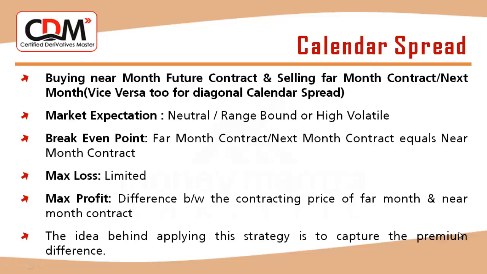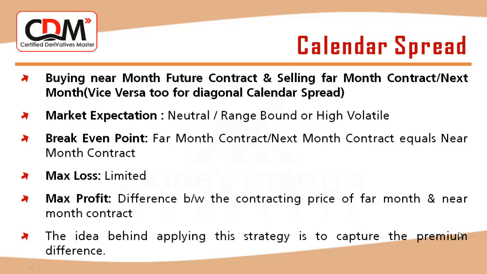Suppose this is the month of October, and October is the near month contract, then November, then December. If we are buying a calendar spread, it means we are buying the October future, which is the near month contract, and short selling the December contract, which is the far month contract. This is how our combination, our strategy, would be prepared.